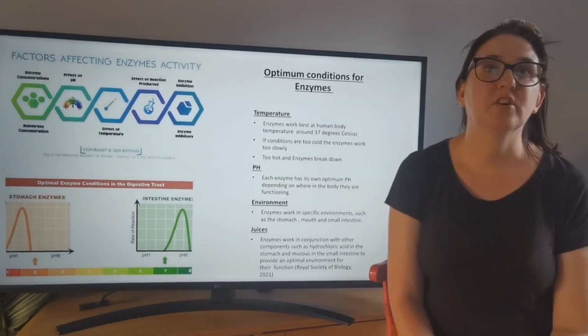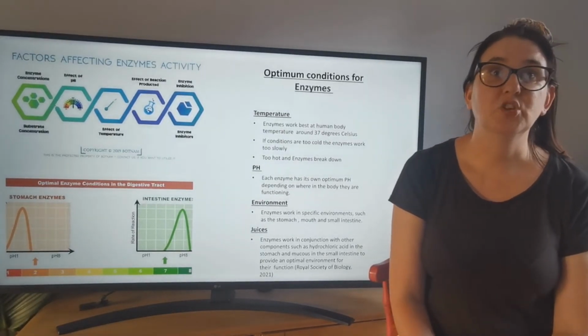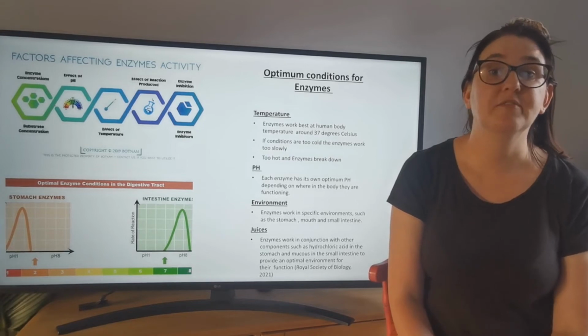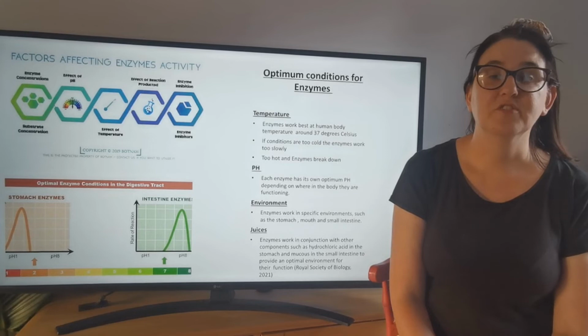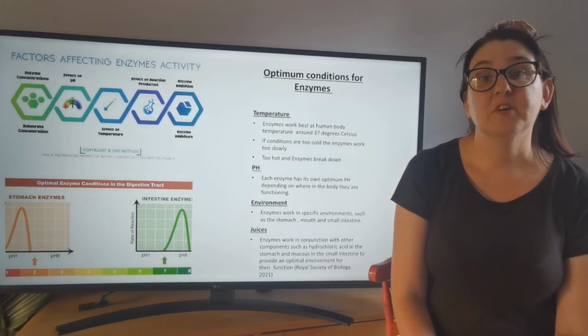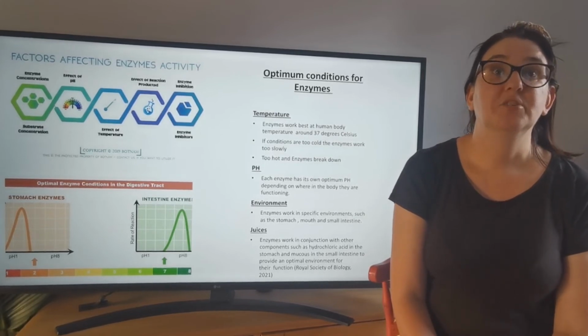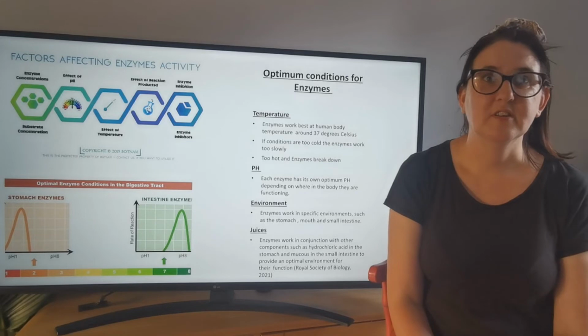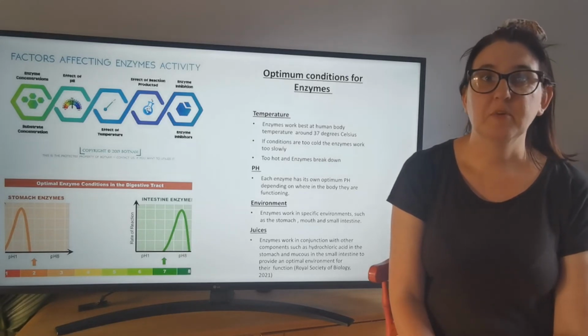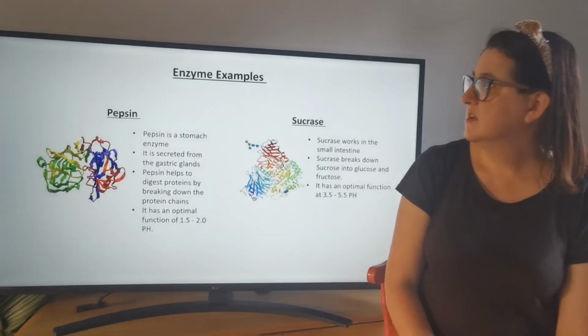Optimum conditions for enzymes. Enzymes work best at human body temperature, which is around 37 degrees Celsius. Too cold and they will work too slowly, and too hot and they will break down. Each enzyme has its own optimum pH, depending on where in the body it is functioning. Each enzyme has a specific environment it works in, for example, pepsin in the stomach and amylase in the mouth.